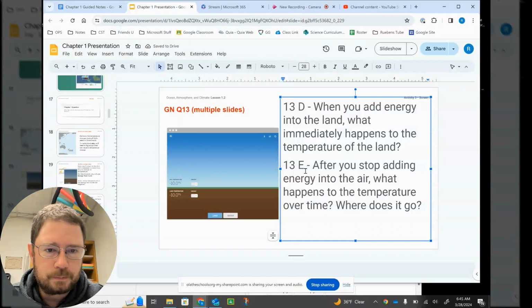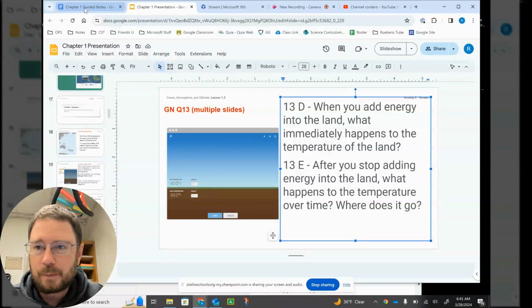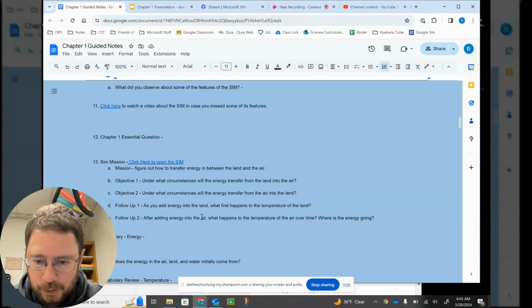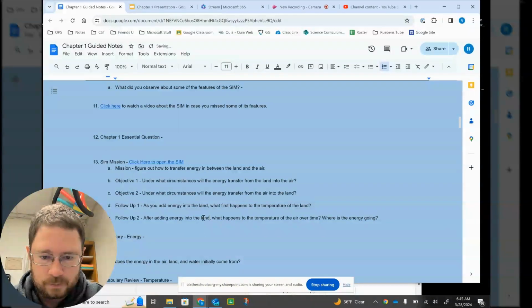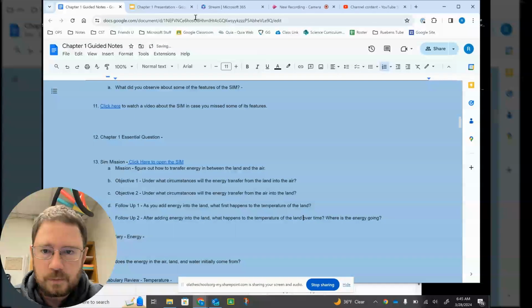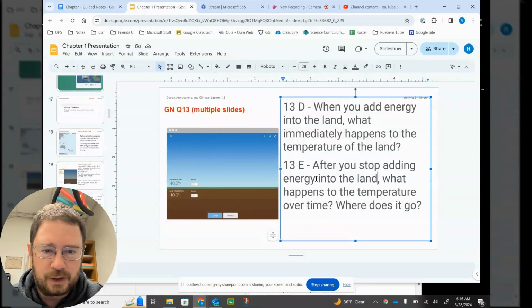Okay. Or, nope, I was wrong. Let's leave it as land. So here, this one is asking when you first add it, what happens? And then here, after you stop, what happens? My bad. I forgot what I was doing here. It happens sometimes. So, stick with what it said here. Okay.